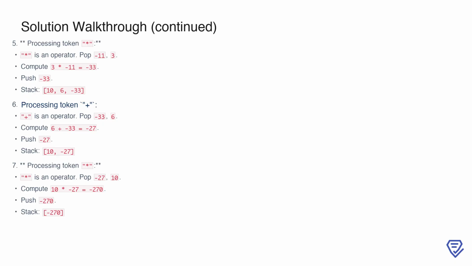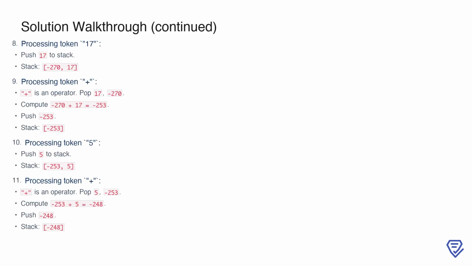After that, the token asterisk is processed. Again, as an operator, we pop the last two numbers from the stack, which are -27 and 10. We compute the multiplication 10 * -27, which equals -270, and push the result back onto the stack. At this point, the stack contains -270.